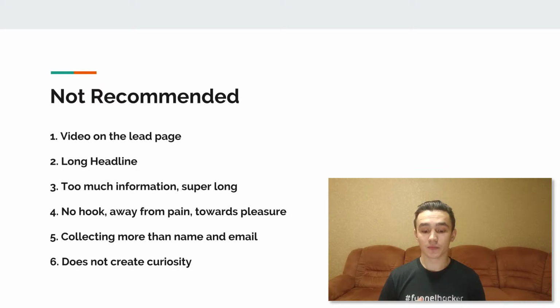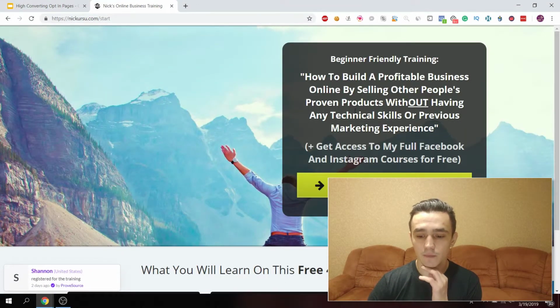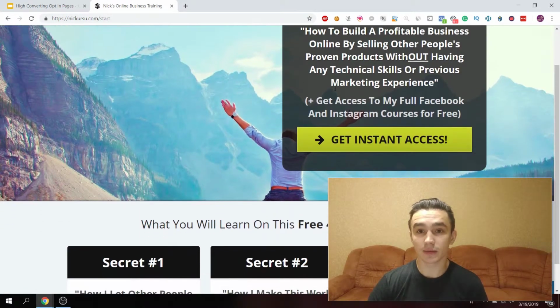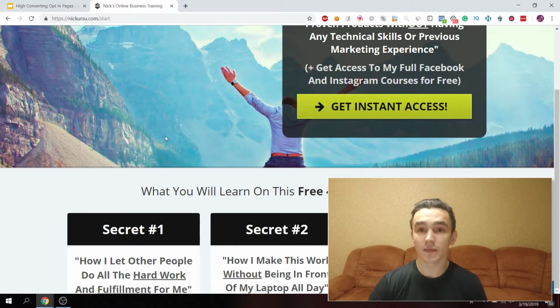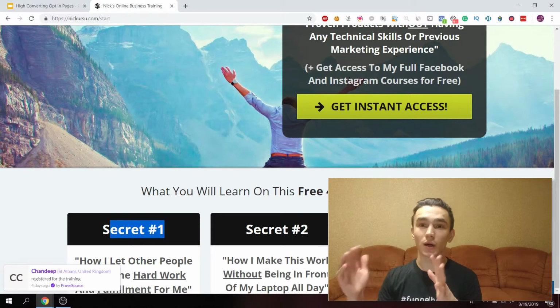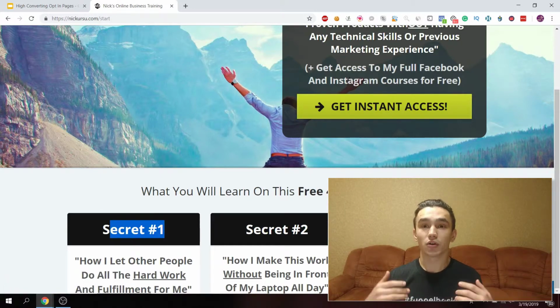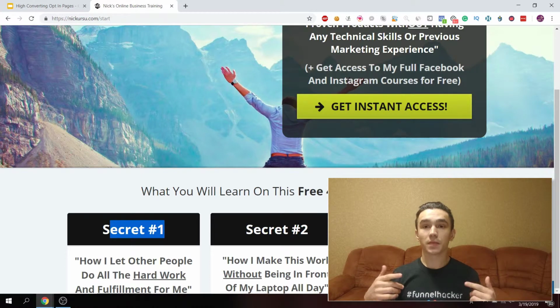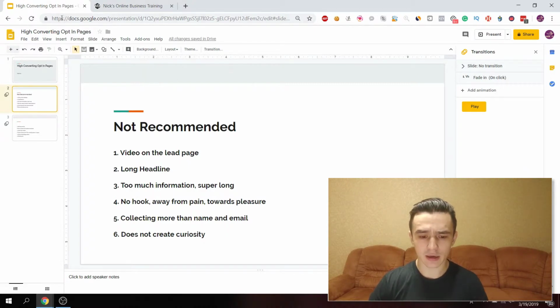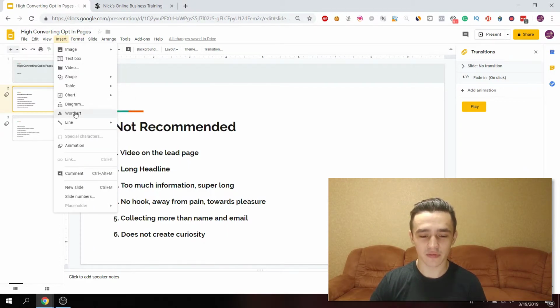Sixth one is does not create curiosity. So you want your headline to create some sort of curiosity. If we look at the page that I have, it's nickcourse.com/start. If you read this headline, it clearly creates curiosity, and there are these 3 secrets, secret 1, secret 2, secret 3, and this creates curiosity so that people would enter their email only to see what's inside. So that's what you should do, because again, you're gonna get higher conversion rates and people will be curious to open your emails. Then the next thing, I just separated them so that they fit in one slide.